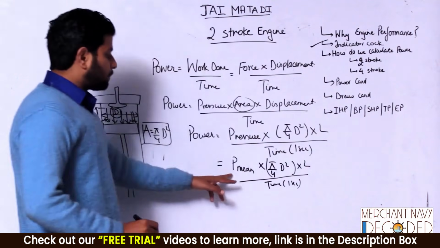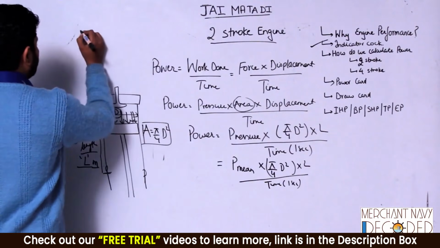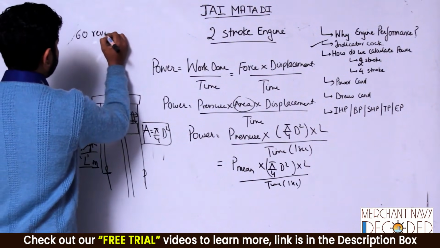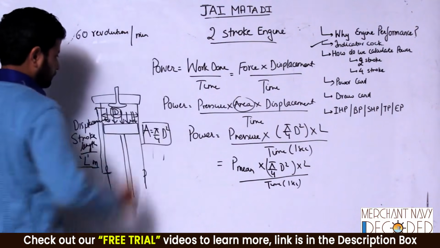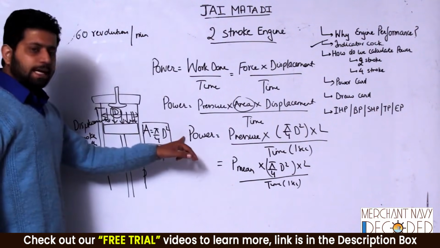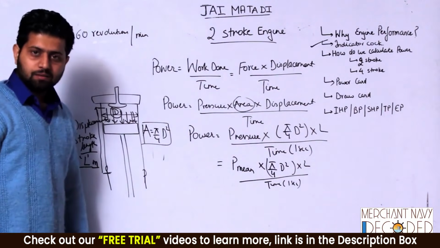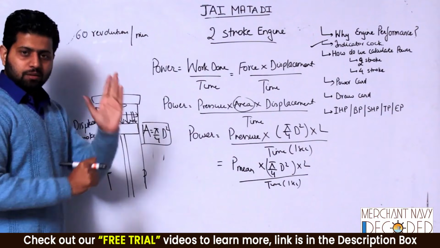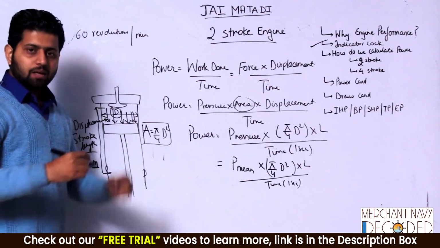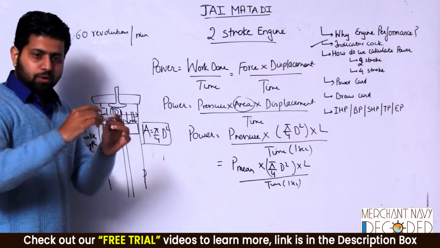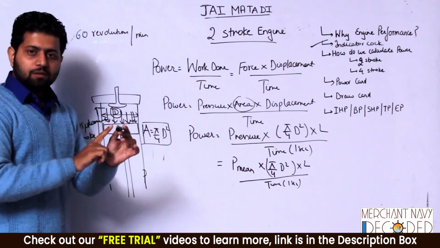Now let's forget about P mean and just talk about time. Now suppose your engine is running at 60 revolutions per minute. Understand one thing guys, that power is being generated when explosion takes place. So in every revolution, each unit is generating power once. In a two-stroke engine, when the engine rotates one revolution, all the units have fired once.